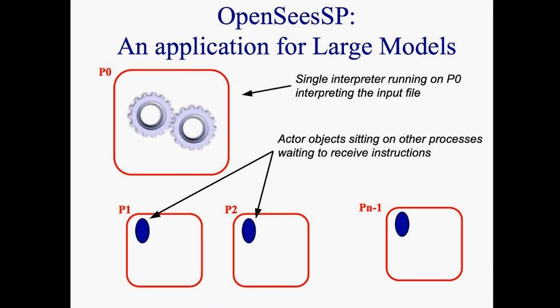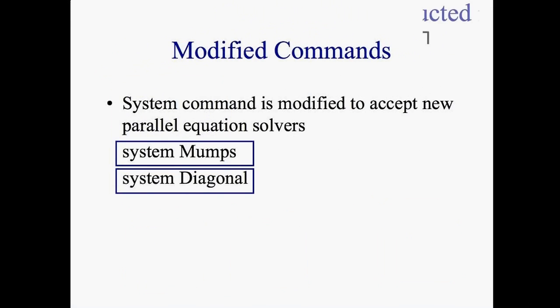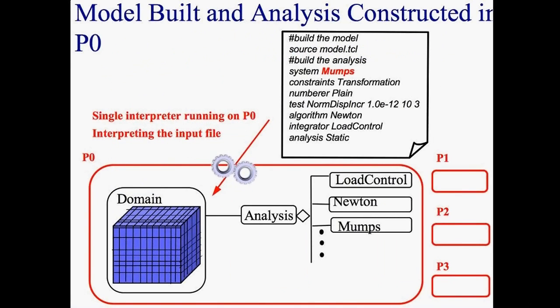So, OpenSeesSP is for large models. It's your typical interpreter, and it's just sitting on one process. The other processes in the computation are sitting there doing nothing. They're just waiting for something to happen. So when we build the model, everything is built on P0. That's where the interpreter is. When you add new elements or materials or you construct your analysis, everything is built onto P0. The other processes are sitting there waiting for something to do.